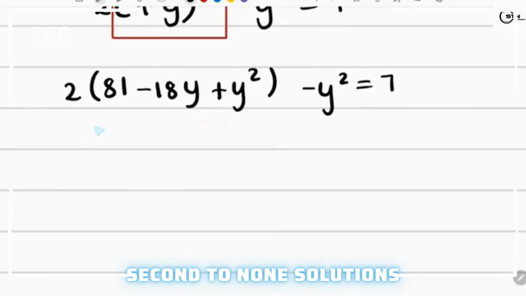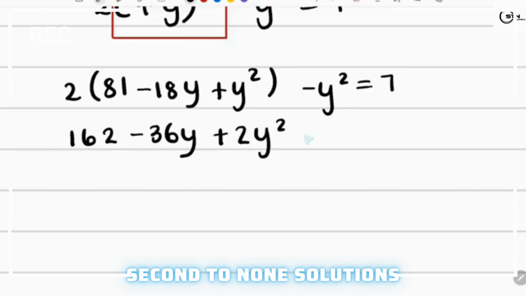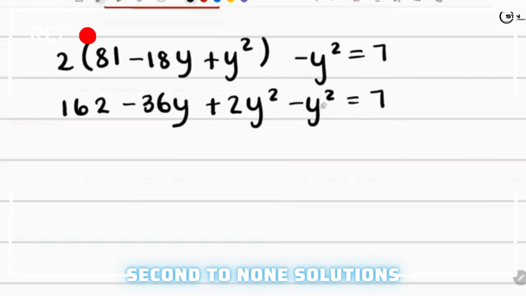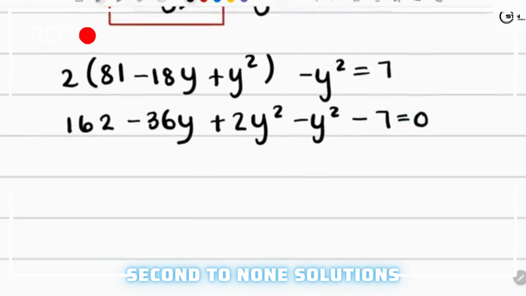Then we're going to distribute. So we're going to say the 2 times the 81, which is going to give us 162. And then the 2 multiplied by the negative 18y, which is negative 36y. And then the 2 multiplied by the y squared, which is positive 2y squared. Then minus y squared is equal to 7. Okay, we can bring that 7 over. So minus 7 equals 0.